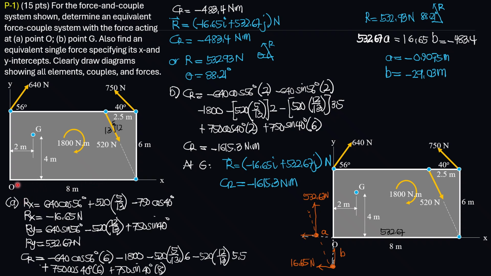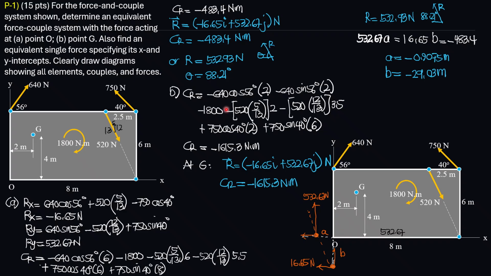Then the horizontal component of 750 is counterclockwise, so plus 750 cosine 40. The moment arm is 6. Then the vertical component 750 sine 40, the moment arm is 8, counterclockwise also. So calculating, C sub R is negative 483.4 Newton meters, meaning it is clockwise because it's negative.